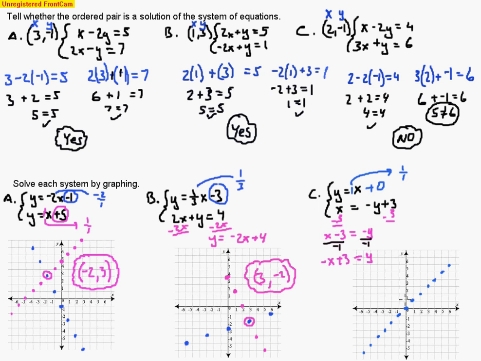So 1, 2, 3. And then I follow the slope. Well, the slope is -1. So we can rewrite that as a fraction as -1 over 1. So that tells me I'm going to go down and then to the right. Down and to the right. Oh, I'm not getting those lines to cross at all.